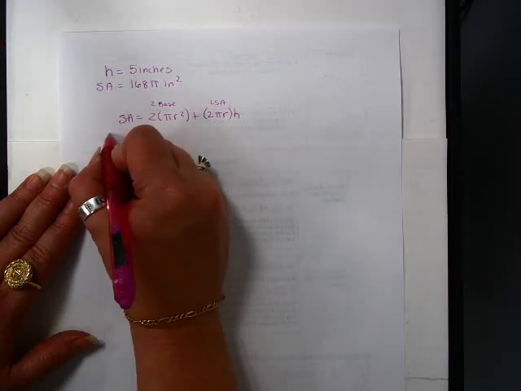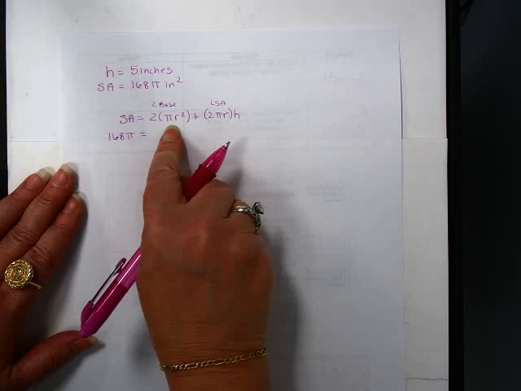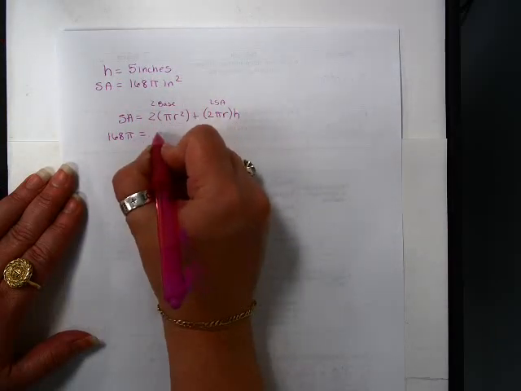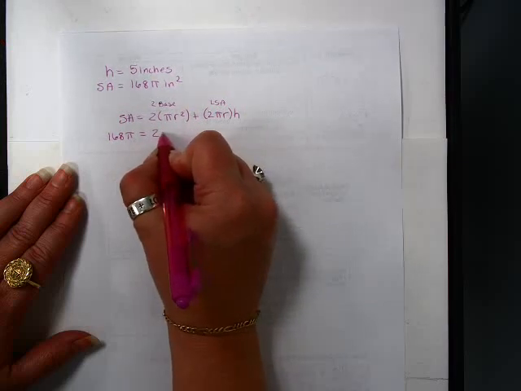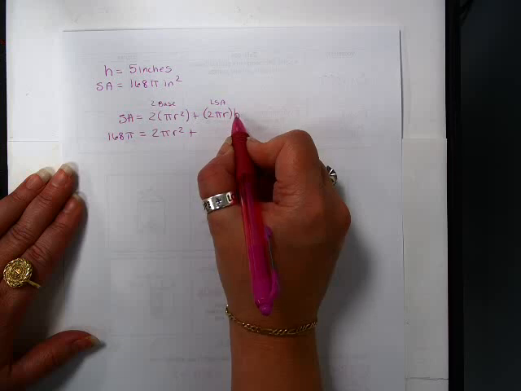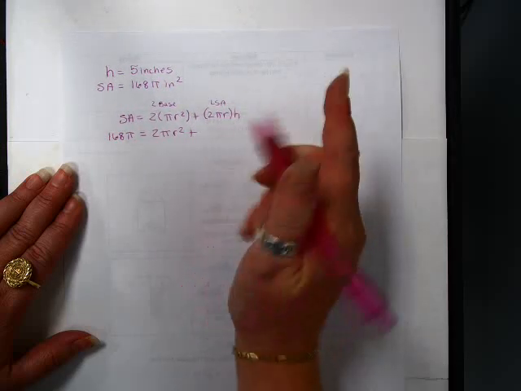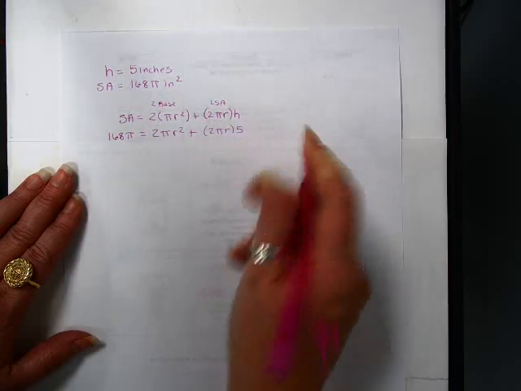Alright, now plug in everything that you know, which is not a lot. So this one over here is going to be the 168 pi. I don't know anything else, so that's just going to be 2 pi r squared plus, this one here is going to be 5. The 5 goes here. So that's going to be 2 pi r times 5.